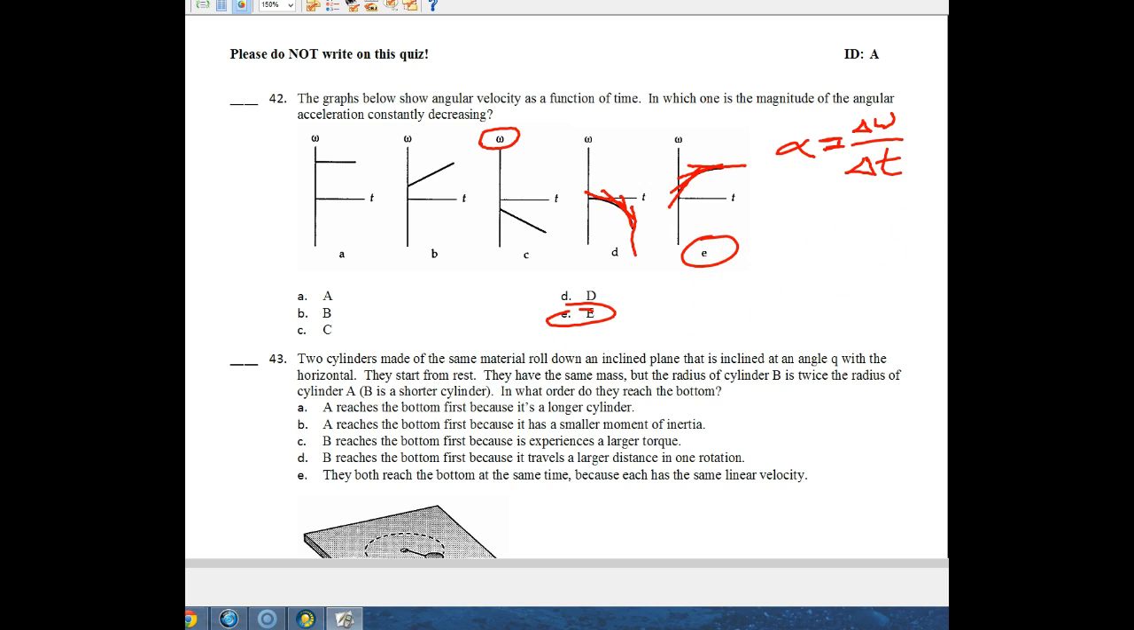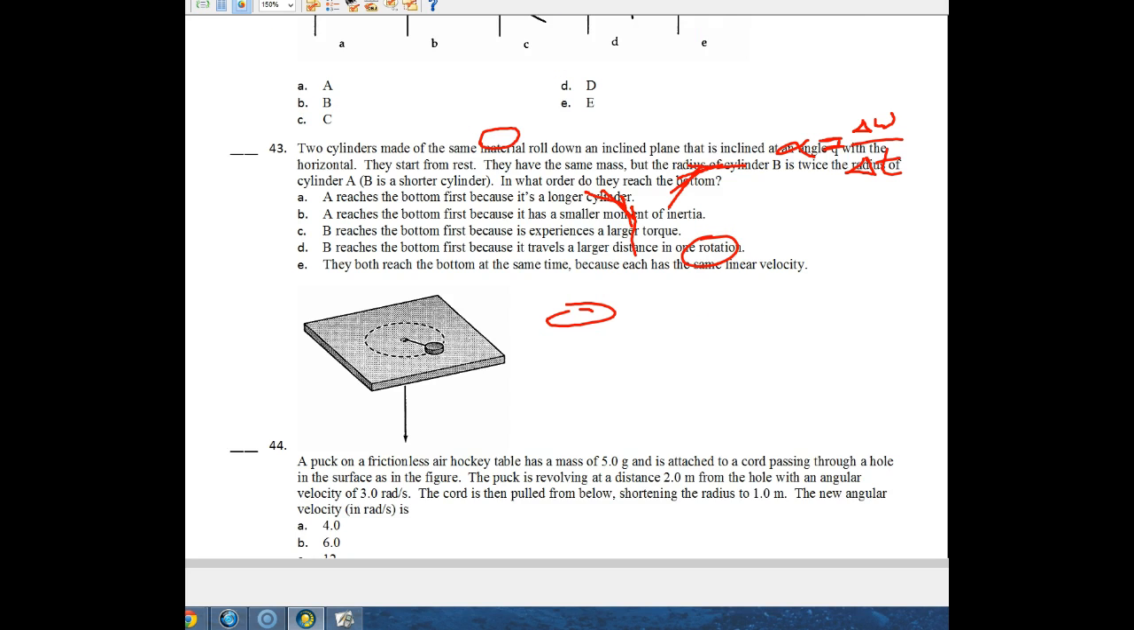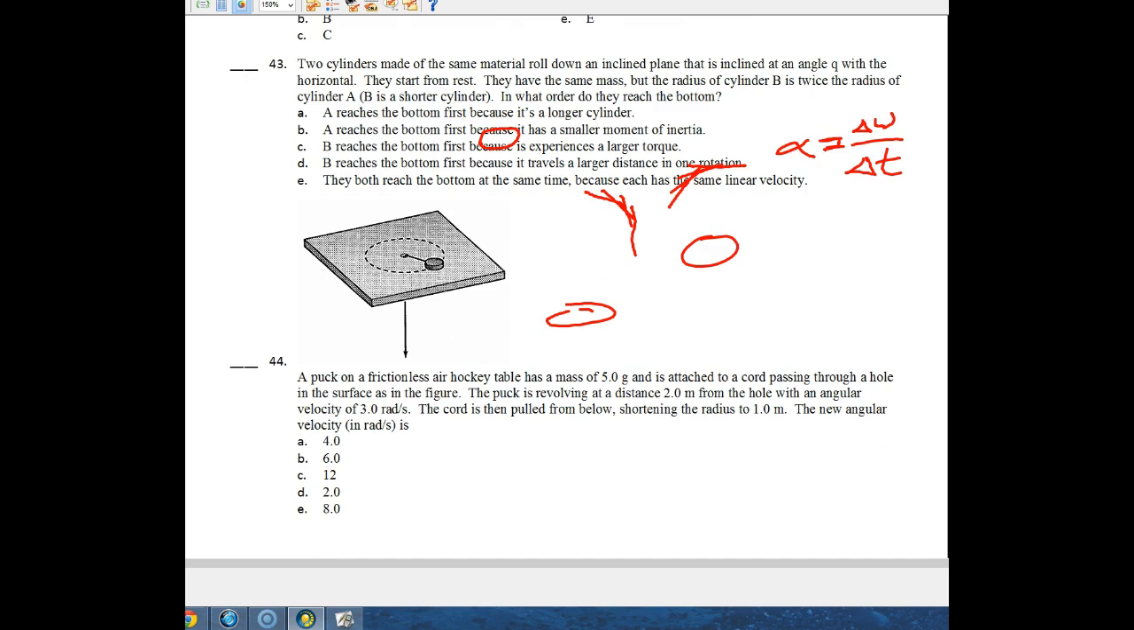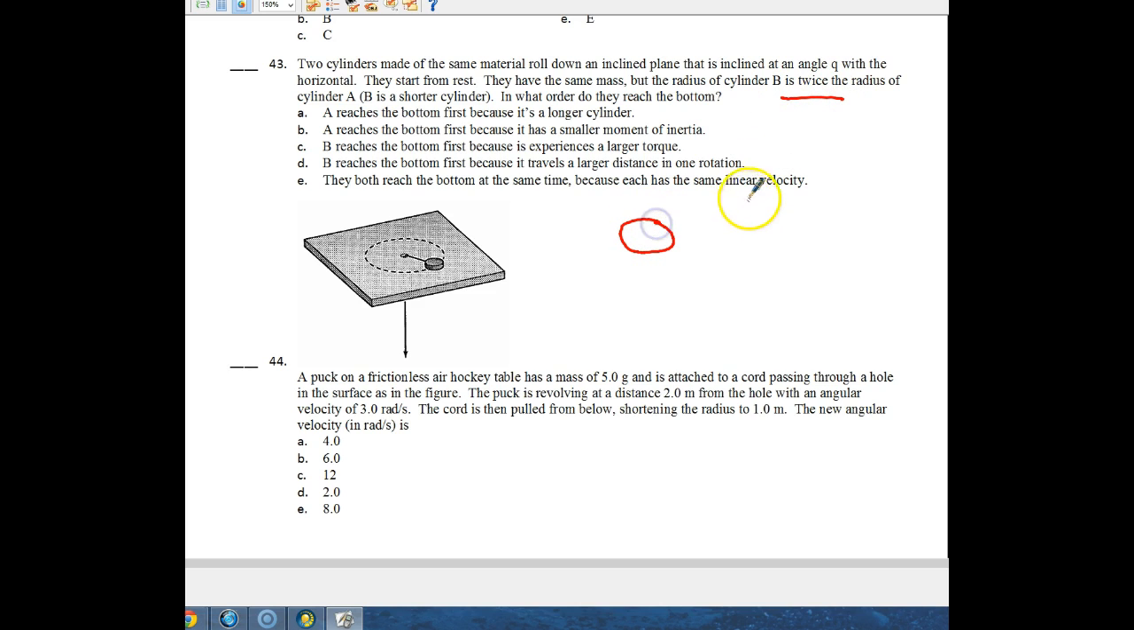Number 43 says 2 cylinders are made from the same material. They roll down an inclined plane at an angle theta with the horizontal. They start from rest. They have the same mass, but the radius of cylinder B is twice the radius of cylinder A. So we've got cylinder A, and then we would have cylinder B. In what order do they reach the bottom? This one, B is the answer.